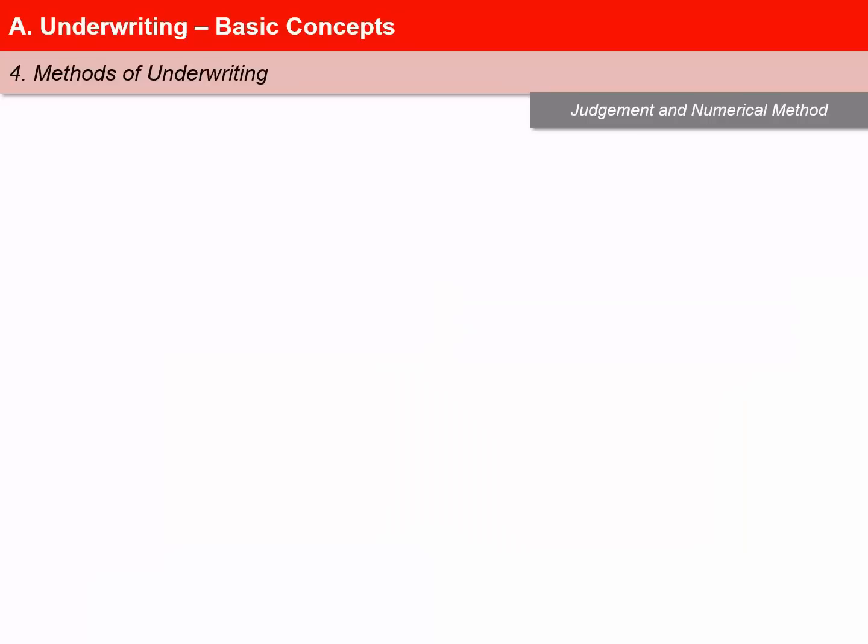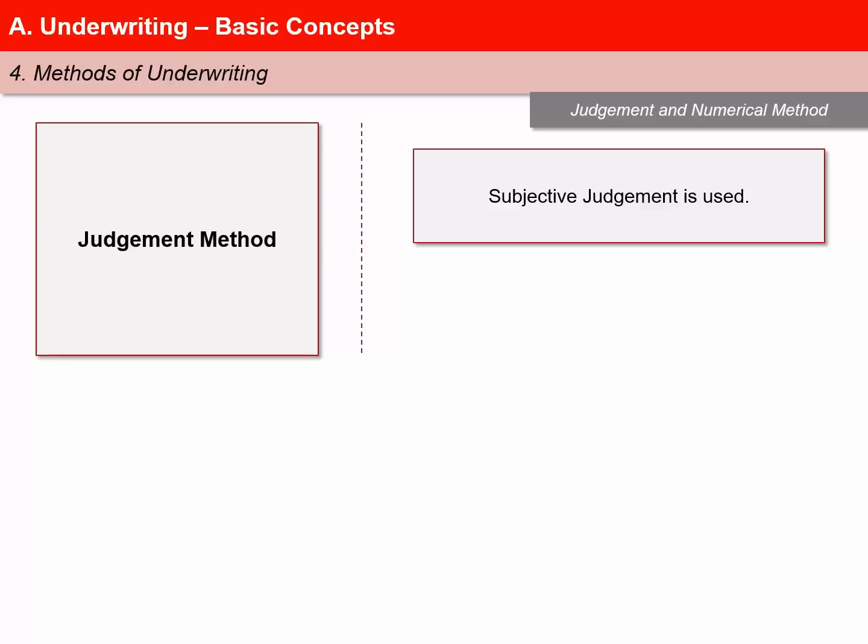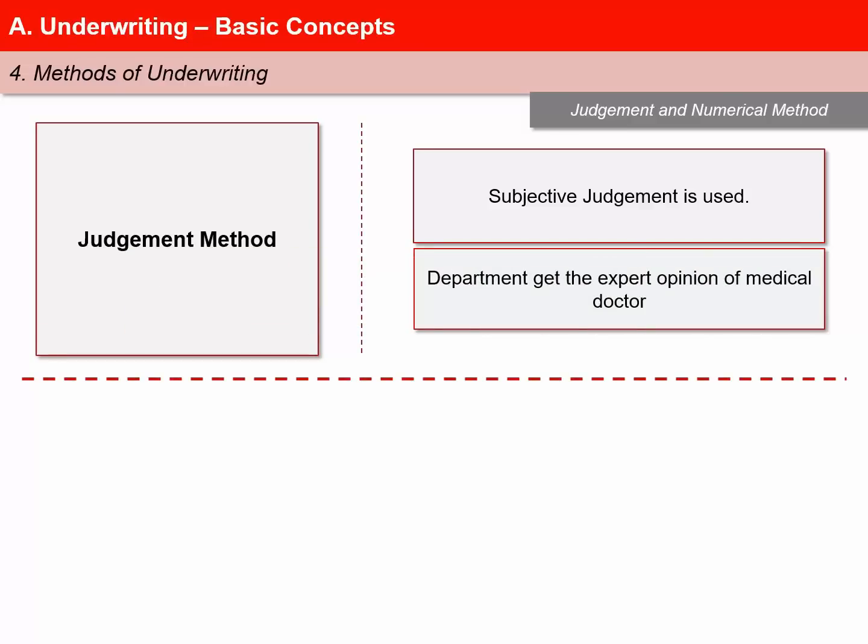Underwriters may use 2 types of methods for the purpose. First is judgment method. Under this method, subjective judgment is used, especially when deciding on a complex case. In such situations, the department may get the expert opinion of a medical doctor who is also known as a medical referee. For example, deciding whether to insure someone who has acute diabetes or not and on what terms.